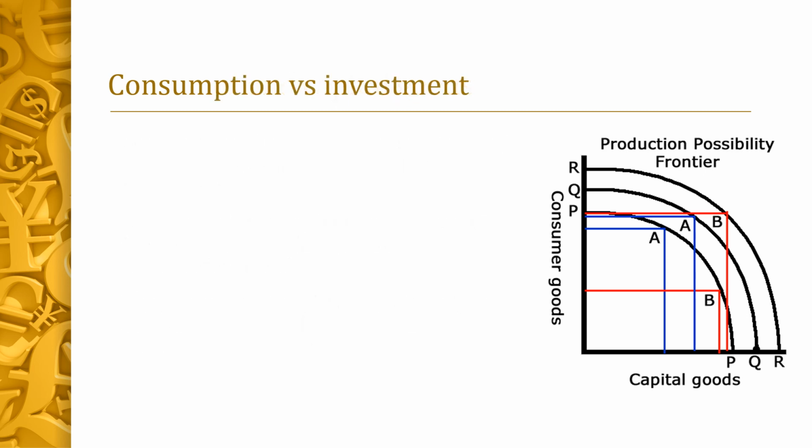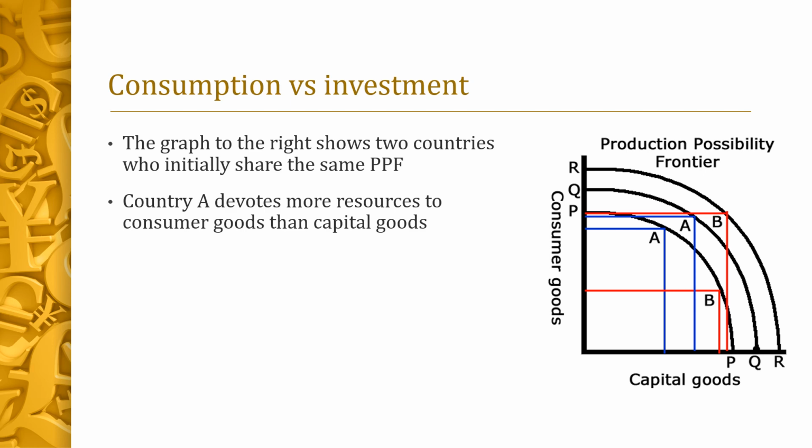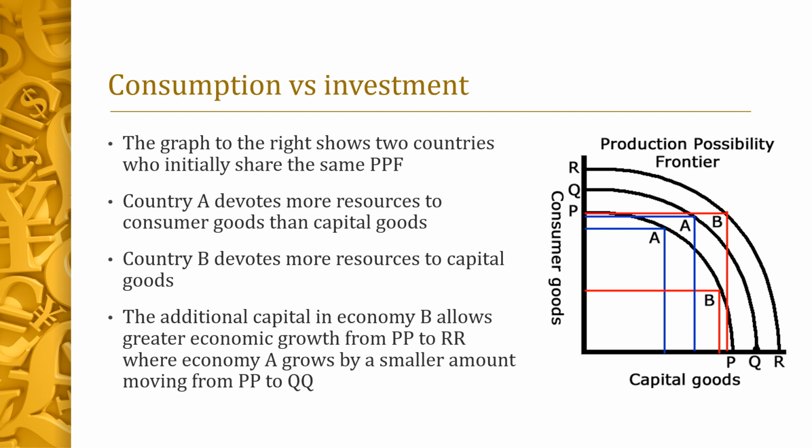The graph to the right shows two countries who initially share the same production possibility frontier. Country A devotes more resources to consumer goods than to capital goods. Country B devotes more resources to capital goods than consumer goods. The additional capital in economy B allows greater economic growth from PP to RR, where economy A grows by a smaller amount, moving from PP to QQ. At this point, economy B can now produce more of both consumer goods and capital goods than economy A.